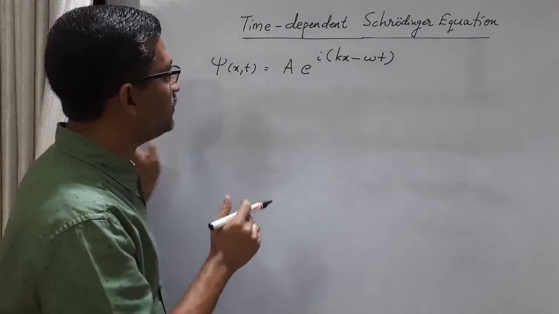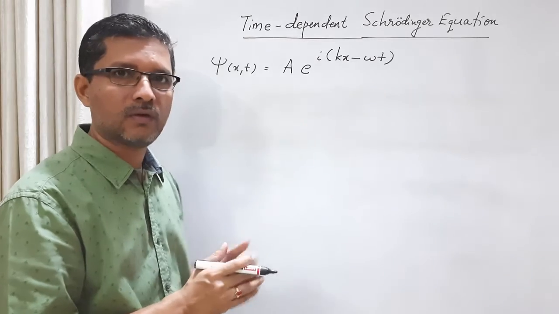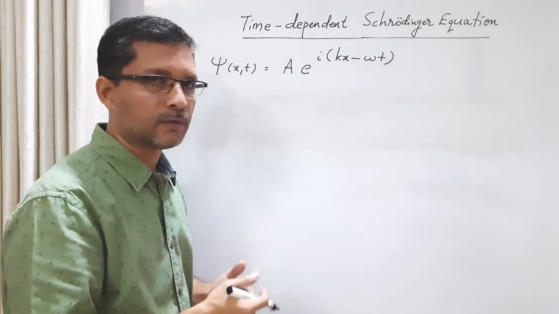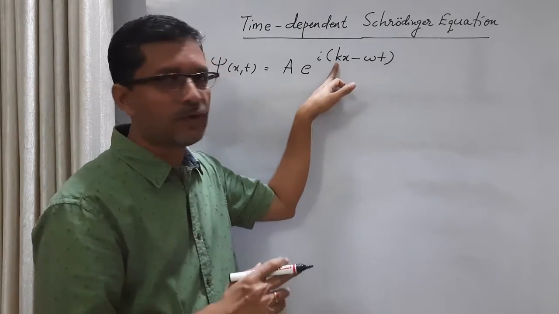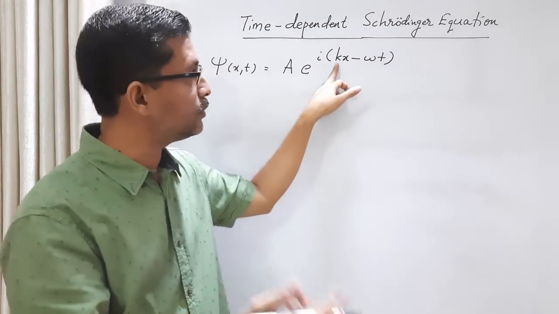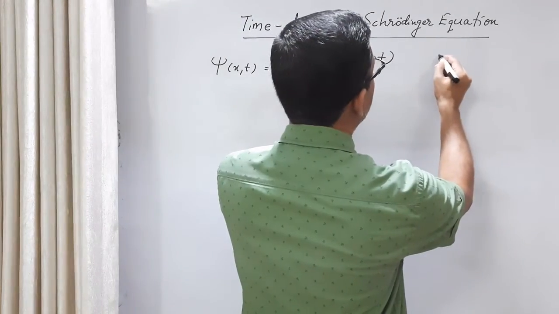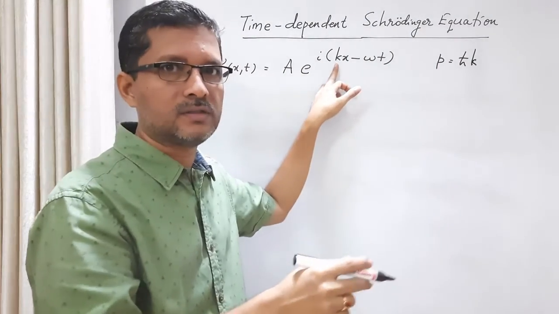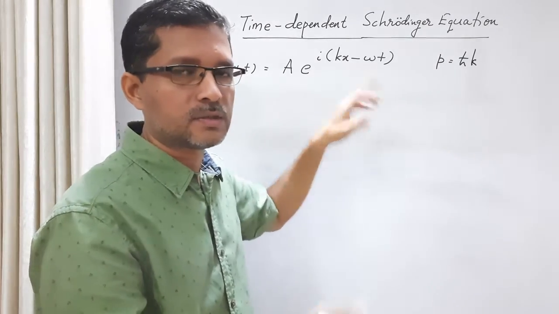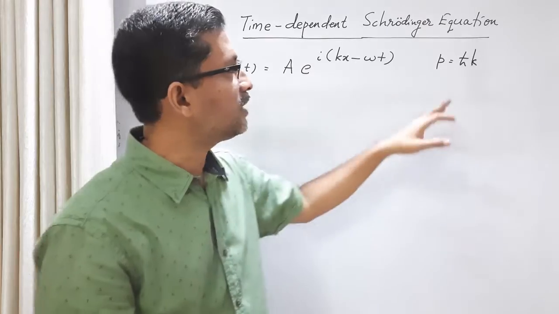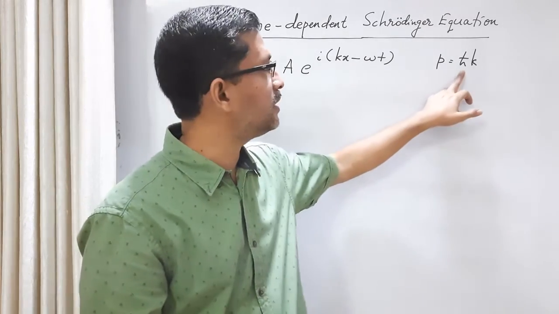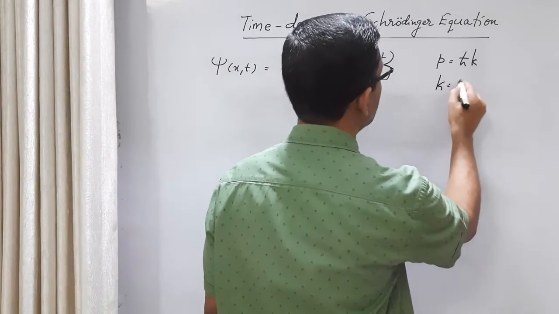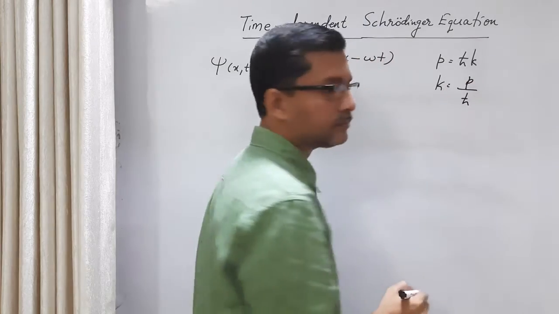This is for any plane wave traveling along the positive x direction. Now, if it is a matter wave, we can connect the wave number with momentum using de Broglie's relation. We know p is equal to h cross k. This comes from de Broglie's equation, p is equal to h by lambda. Just multiply numerator and denominator with 2 pi. So we get h by 2 pi into 2 pi by lambda. h by 2 pi is h cross, 2 pi by lambda is k. Then we can write k is equal to p by h cross.